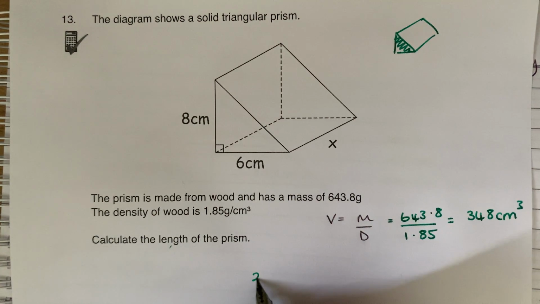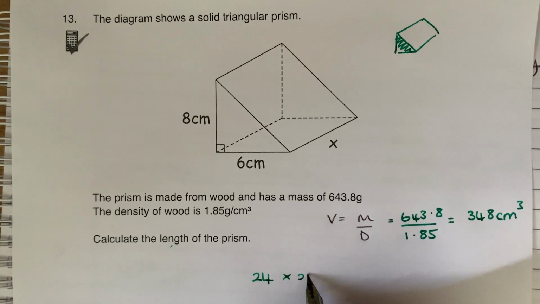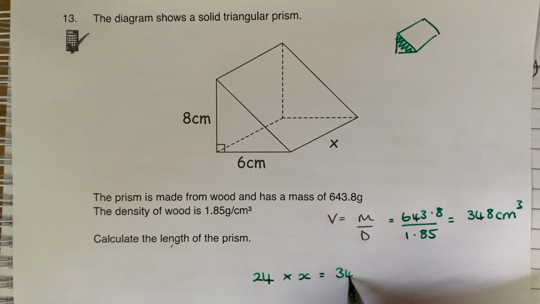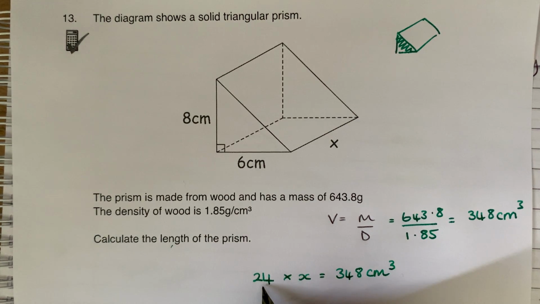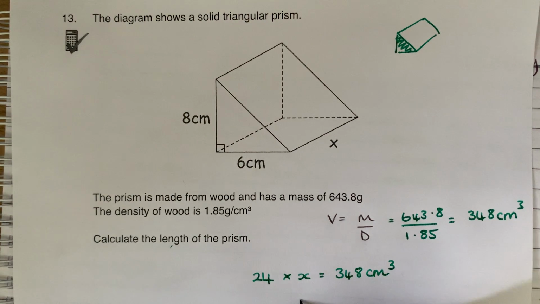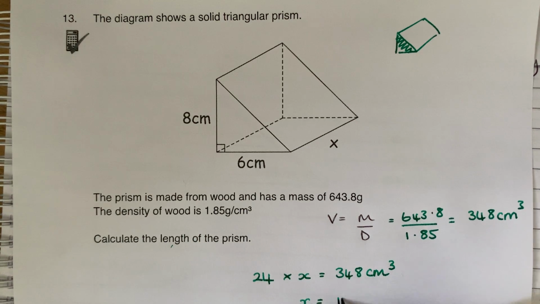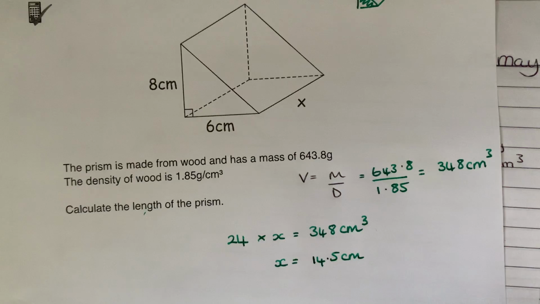So I know that 24 multiplied by x is going to give me 348 centimetres cubed, because 24 is the area of the triangle. Therefore x is going to be 14.5 centimetres. Okay, and then that would be my answer. Okay, next one.